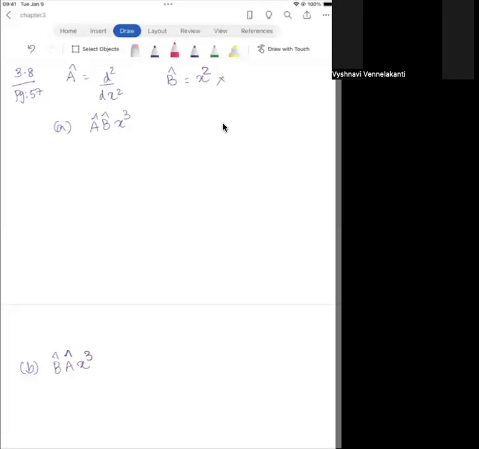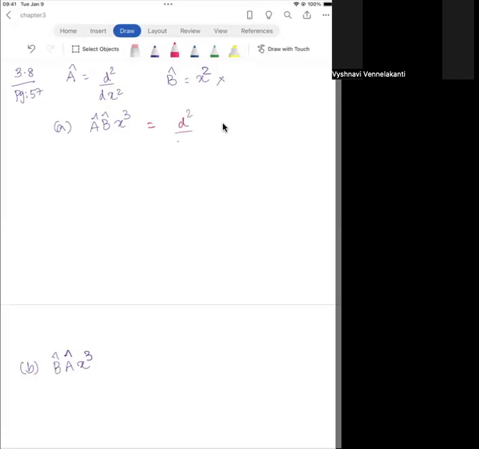So here in this question, we are given the values of two operators. Operator A is the second derivative operator. It takes the second derivative of whatever function it operates on. Operator B is essentially multiplying any function by x squared. So we need to find out the value of AB on x cubed.